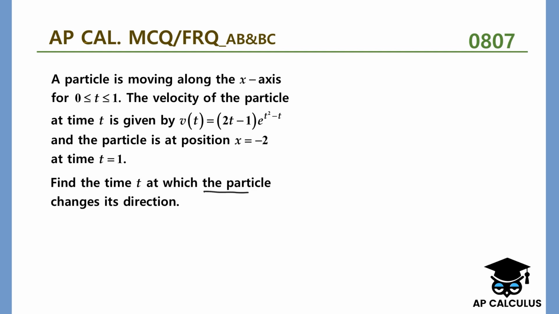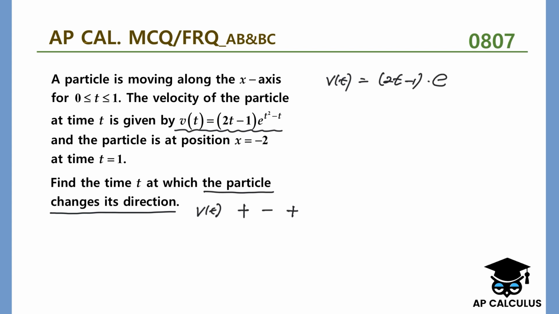Okay, remember the particle changes its direction whenever its velocity changes its sign from positive to negative or negative to positive, right? Here we have a velocity, right? So velocity is (2t minus 1) times e to the (t squared minus t). And this exponential expression is always greater than 0. This is always positive, right? So velocity is equal to 0 when t is equal to 1 over 2 from this expression, right?